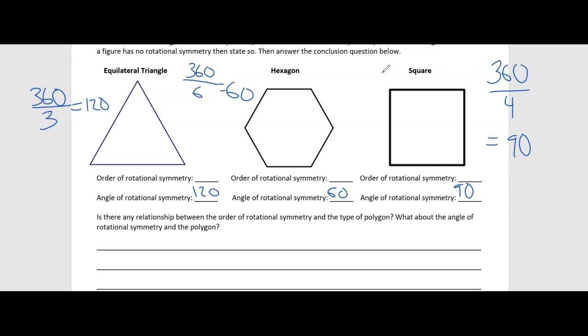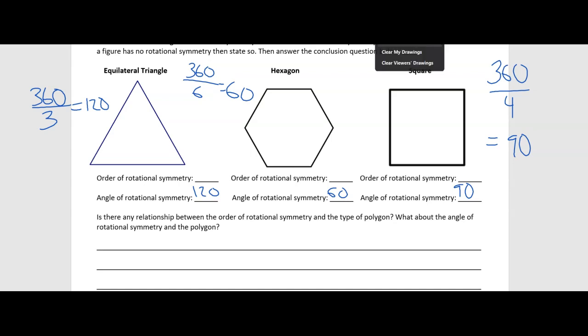So again, for a heptagon or a nonagon or a decagon, those are all polygons with more than 6 sides. You wouldn't have to try to play around with it on your paper. You could just use the formula, 360 divided by the number of sides.